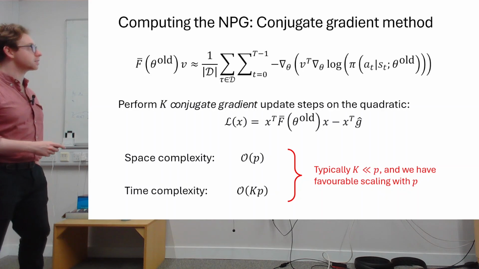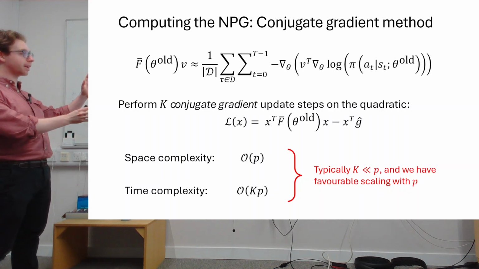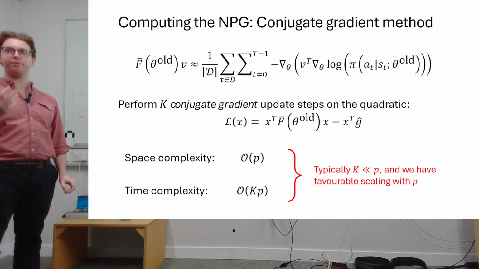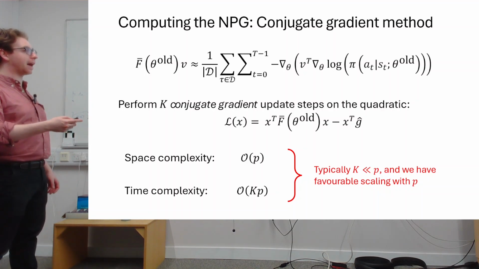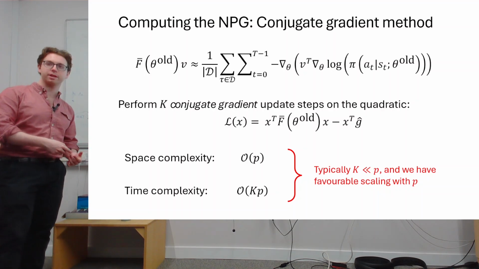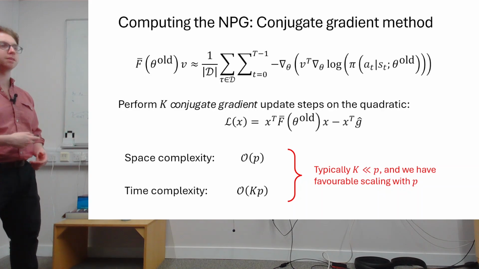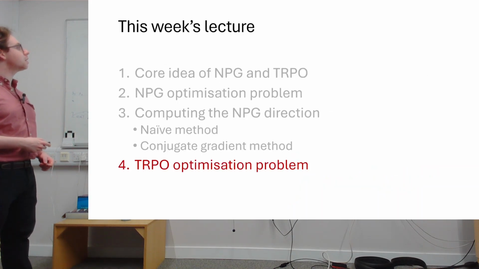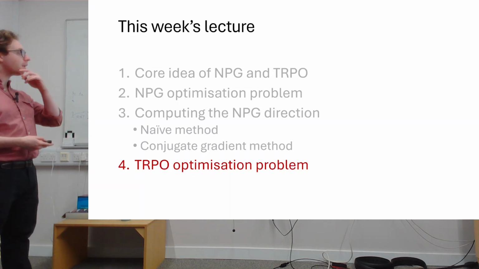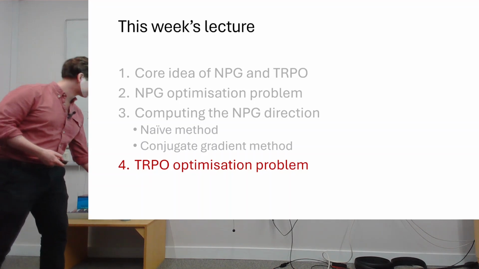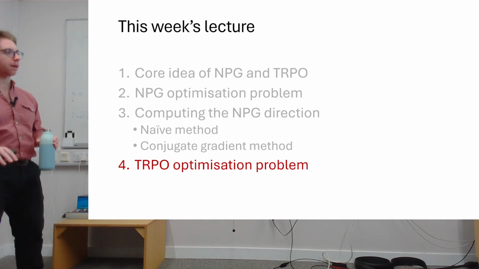Okay, great. So this is the conjugate gradient method, and it's a much more efficient way of computing the natural policy gradient direction than the naive way of computing a matrix and then inverting that matrix. Okay, so we know how natural policy gradient works. Now let's cover trust region policy optimization to round out and close out the lecture.